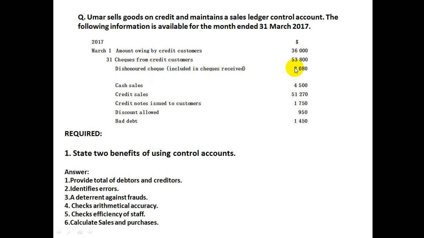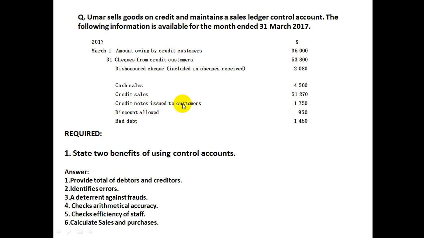Dishonored cheque. A dishonored cheque gives an increase to the trade receivable ledger, so it will come in the debit side. Cash sales. As I told you, the sales ledger account means the trade receivable ledger account. So cash sales have nothing to do with the trade receivable ledger account, and cash sales will be ignored totally. Credit sales. Yes, credit sales increase the trade receivable ledger and will come in the debit side.